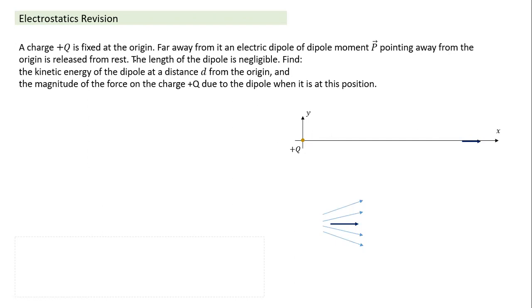So charge q is fixed at the origin. This is charge plus q. Far away from it, there's a dipole of dipole moment p. So this is a dipole here, pointing away from the origin. So what is the direction? The direction is away. If I represent it in terms of the basic property of a dipole, there's a small charge plus q here and a small charge minus q here, and typically we represent the length of the dipole as 2d. Okay, that's what it is.